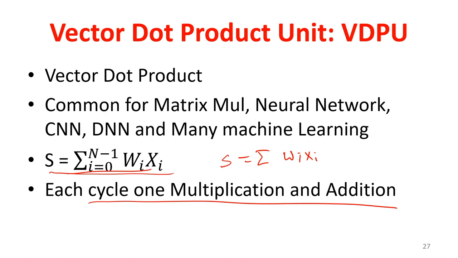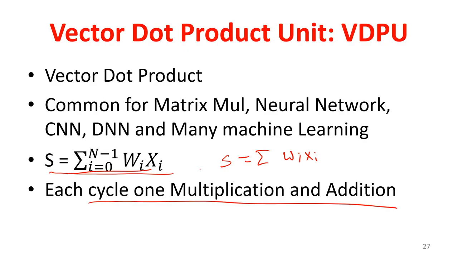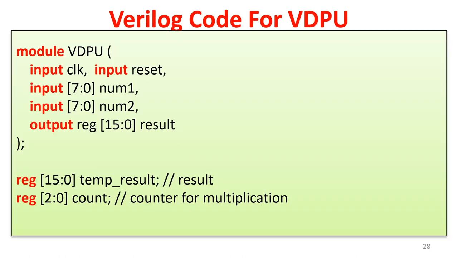In the earlier case, this multiplication itself takes 2n plus 1 cycles, but in this case we are assuming every cycle you can do one multiplication and one addition, then we can do this vector dot product unit in n cycles. So, every cycle you get one input, do multiplication and addition, and accumulate it. So, this is VDPU.